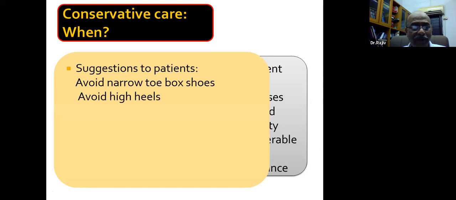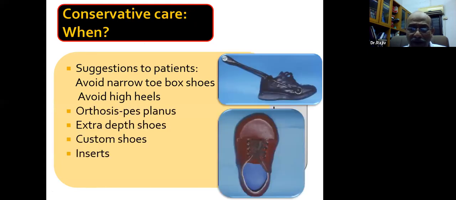Now comes conservative care. You suggest the patient avoid narrow toe box shoes and avoid high heels. You might give an orthosis for a pes planus. You need extra depth shoes, custom shoes, and shoe inserts.